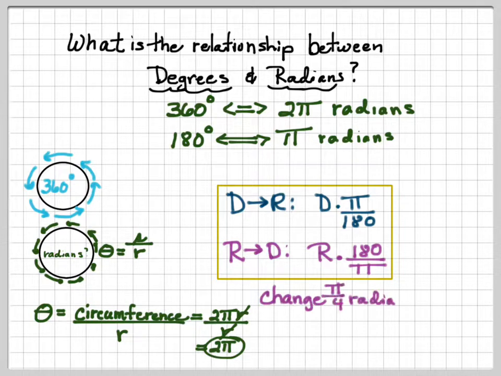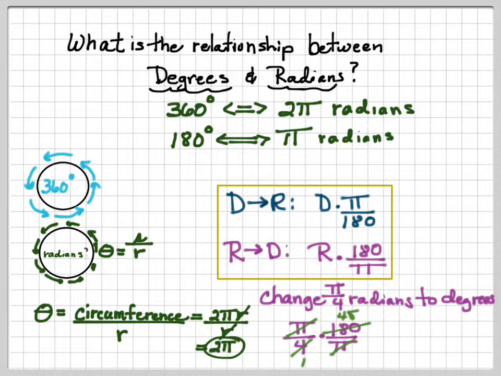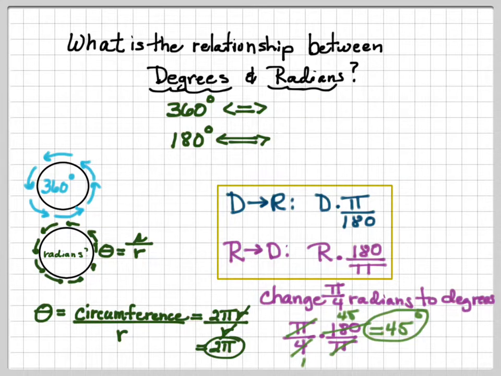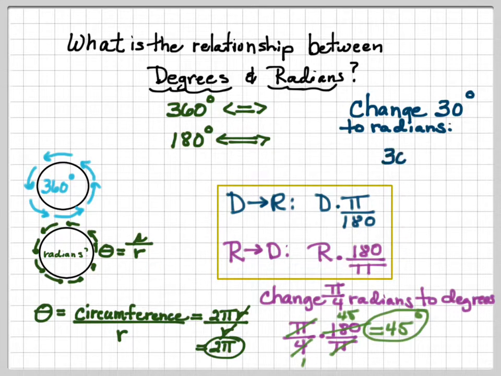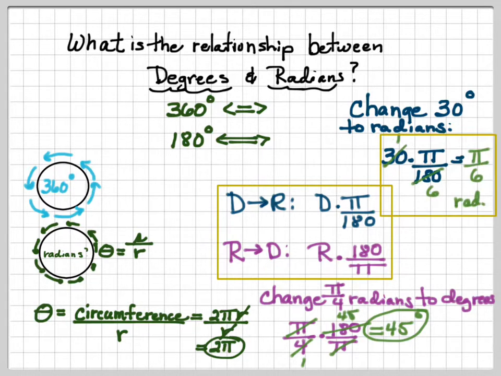First of all, let's change pi over 4 radians to degrees. Well, we're going to start with our pi over 4 times 180 over pi. And look at the pi's cancel, and the 4 and the 180 cancels, and we get 45 degrees. Let's erase some of this up here so we have a little more room to work, and let's do another one. Let's change 30 degrees to radians. Okay, we're going to go from degrees to radians, so we're going to put our degrees times pi over 180, and we have 30 and 180 cancel, so we have pi over 6 radians.